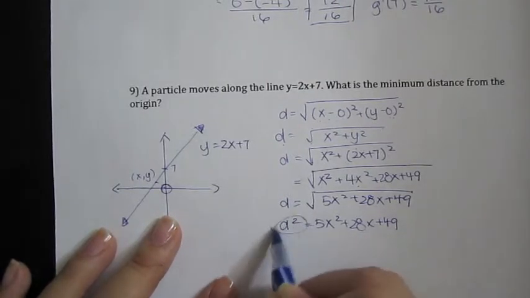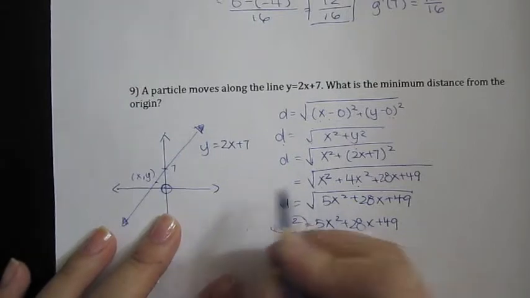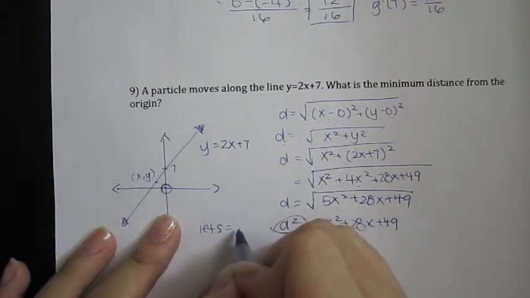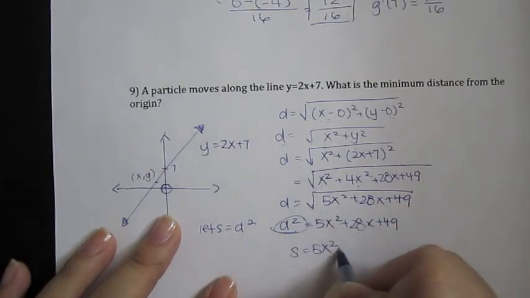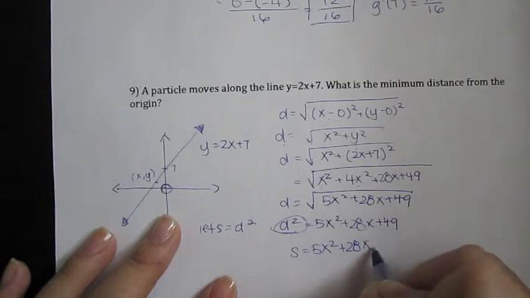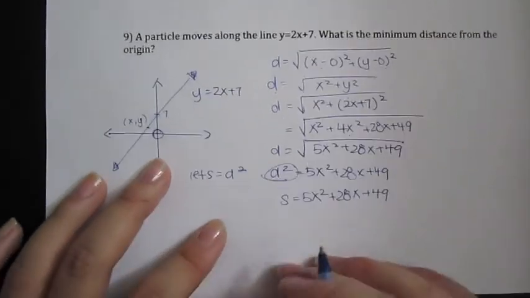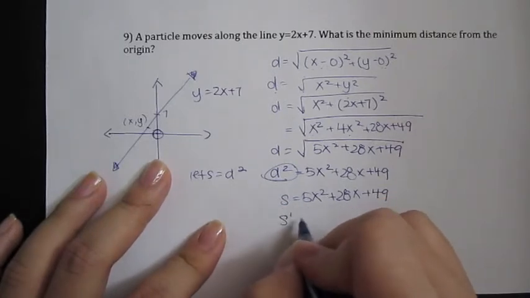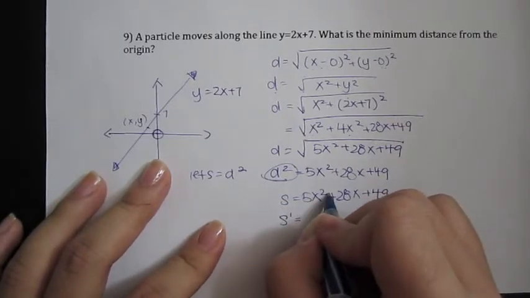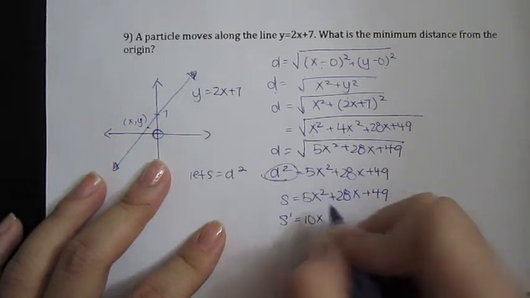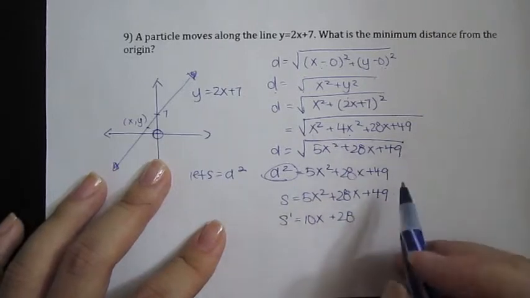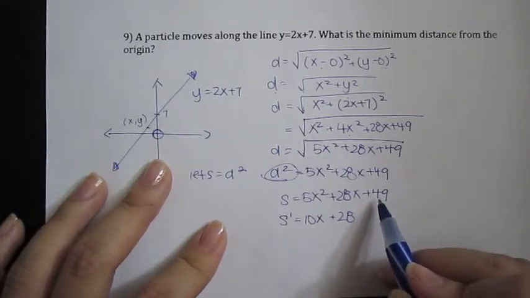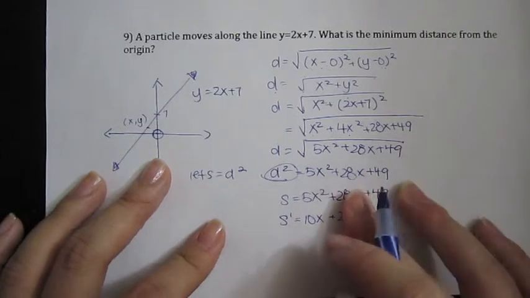Now we will substitute distance squared to simplify things. Let s equal distance squared. S equals 5x squared plus 28x plus 49. Now we must find the derivative of s. Derivative of s is 5 times 2, 10x, 2 minus 1 is 1, plus 28. Since 49 is a number and derivative of a number is 0, we leave that out.